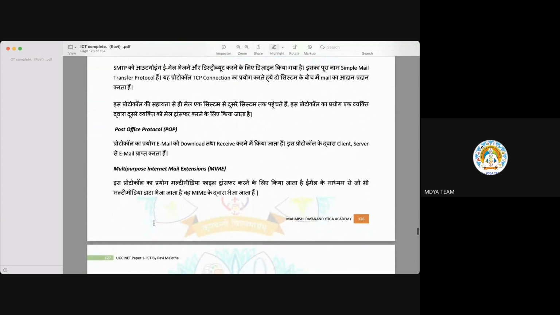MIME, that is a multi-purpose internet mail extension. Through this protocol, multimedia files would be transferred.